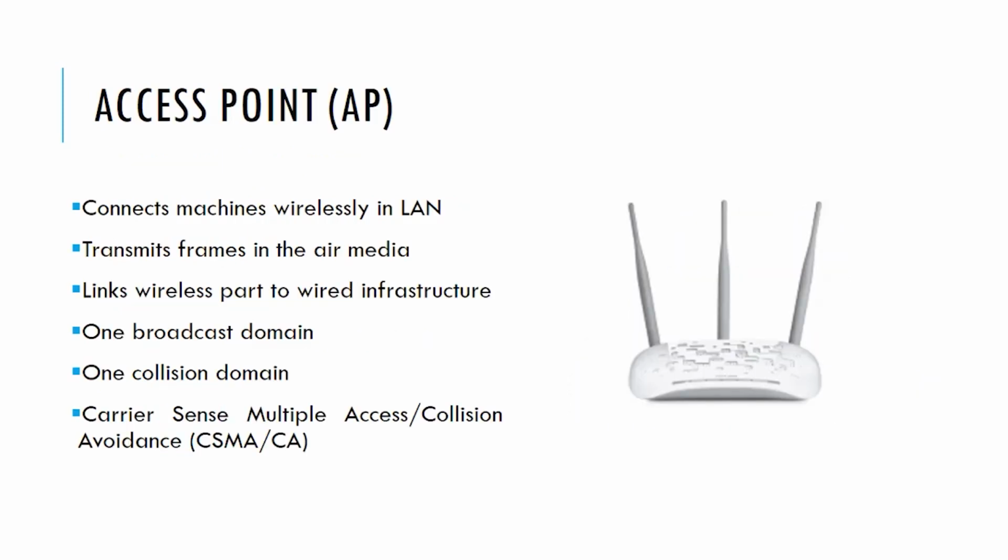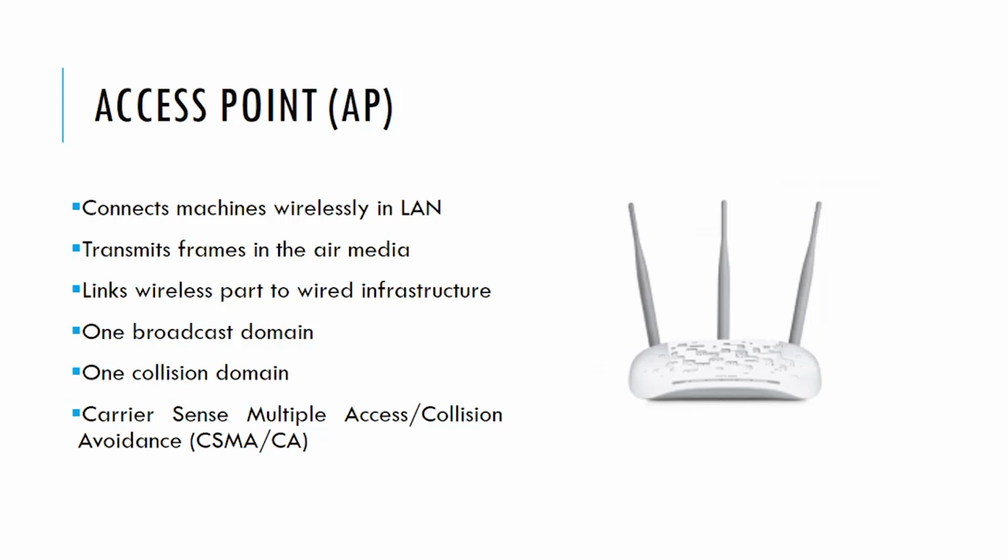The access point. This is a wireless device that connects machines wirelessly inside a LAN, a local area network. It transmits frames in the air media and also receives frames in the air media. It links the wireless part of the network to the wired infrastructure. The antenna sends and receives wirelessly. Meanwhile, the access point itself is connected to an Ethernet cable, a wired interface that connects the wireless part of the network to the wired infrastructure of the network.